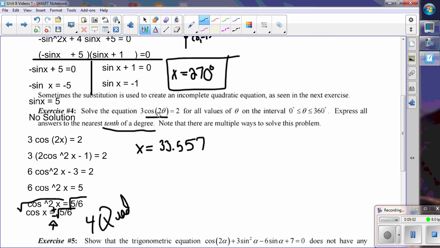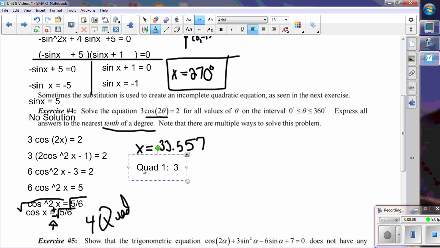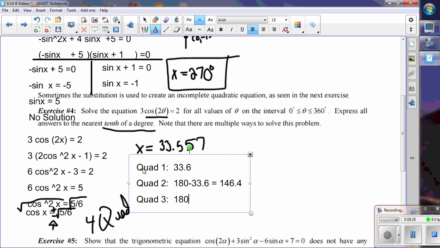I'm going to type them. In quadrant 1, that's going to be the 33.6 in terms to the nearest tenth of a degree. Quadrant 2, remember it's 180 minus 33.6. That should give us 146.4 degrees. Quadrant 3 is we're going to be adding to 180 to get our answer. And that will give us the 213.6.